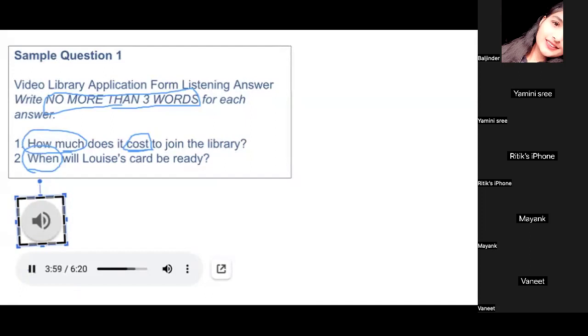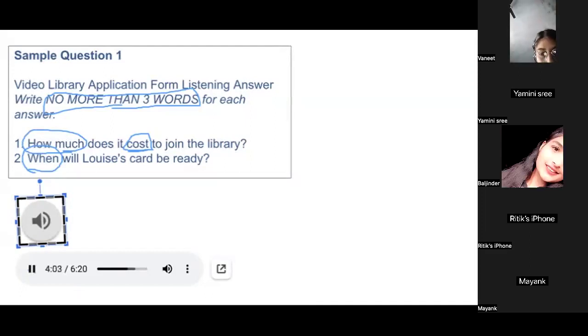Before the conversation continues, you have some time to look at questions 6 to 10. Now listen carefully and answer questions 6 to 10.